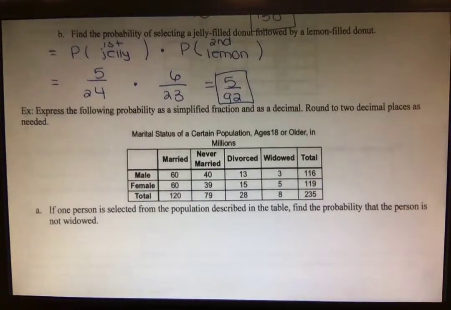So last one. Express the following probability as a simplified fraction and as a decimal. So this is the one where it does both. So give your answer as a fraction and then as a decimal, round to 2 decimal places as needed. So they give us this chart of marital status of certain populations, 18 and older in millions. So we're talking about male and female, married, never married, divorced, widow, and total. So if one person is selected from the population described in the table, find the probability that that one person is not widowed.